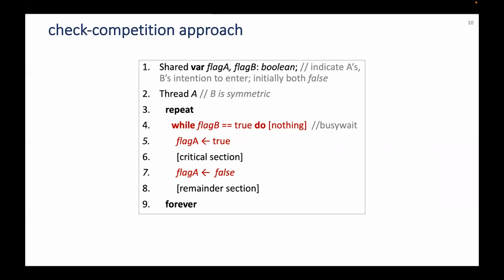In its entry section, A waits as long as B's flag is true in a while loop. This is called busy wait because A is using CPU cycles to spin in a loop. The loop ends when B sets its flag to false. After that, A sets its flag to true, enters the critical section, and when the critical section is over, sets its flag to false. Is this solution to the critical section problem valid or not? I strongly suggest you stop the video and try to reason and provide a formal answer.